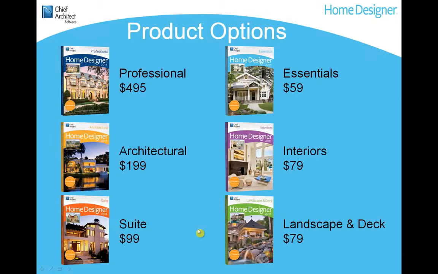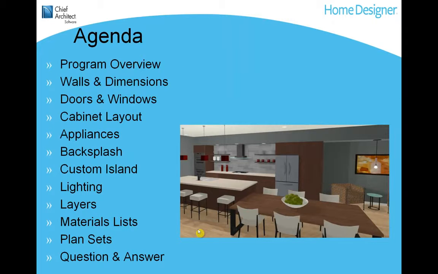So we have quite a few different Home Designer programs. I'll be using the Home Designer Professional today, and I'm going to show you where you can find the differences between the programs on our website after today's webinar. So we're going to be focusing on a kitchen, and I'll go over how the program's laid out a little bit, and then we're going to focus on one room. So draw out the walls and dimension that room, drop in a door and windows. And then we'll focus in on our cabinet layout, placing the cabinets, modifying them, placing appliances, changing your backsplash. And then we'll create a custom island and drop in some lighting.